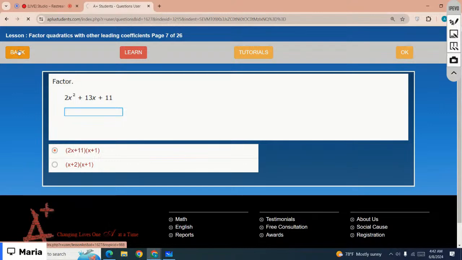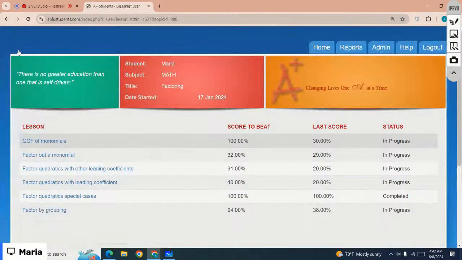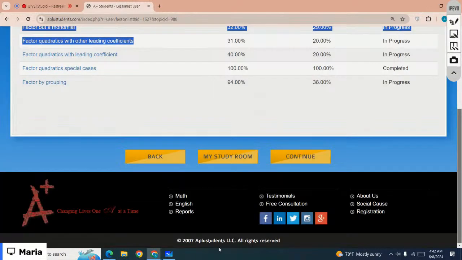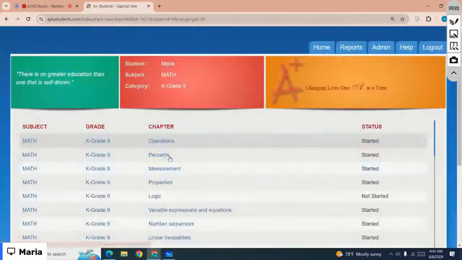Okay, you can complete the lesson by yourself later today. So we were working on grade 9 math. The chapter we were working on is factoring. The lessons we have covered today are GCF of monomials, factor out a monomial, and factor quadratics with other leading coefficients, right? So please make sure before the next session you complete all the practice questions for the lessons we did today. That is your homework until the next session, right?